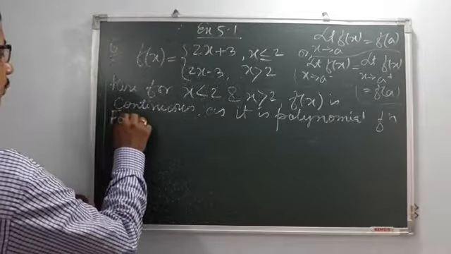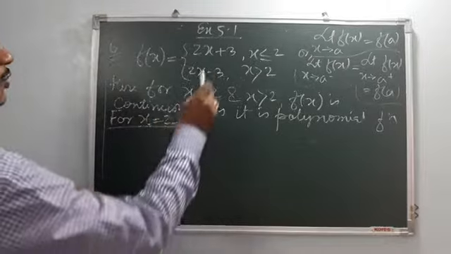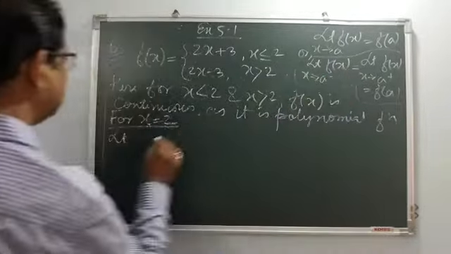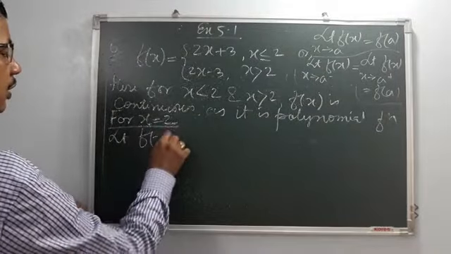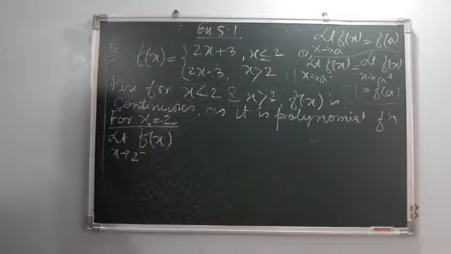So only one value is left, that is 2, for x equal to 2. LHL, that is this part, this one we will consider now. Limit f(x) as x tends to 2 minus.